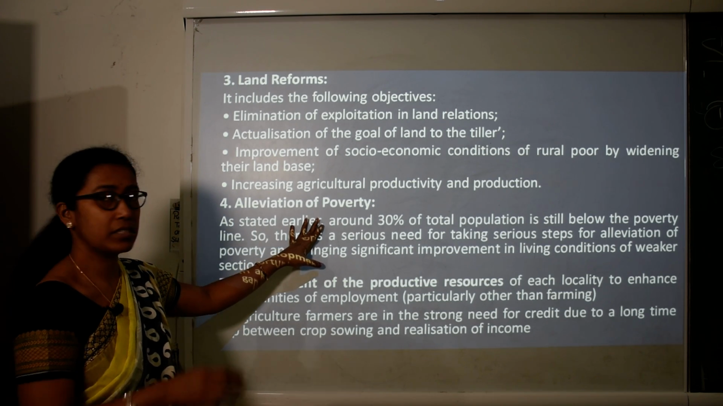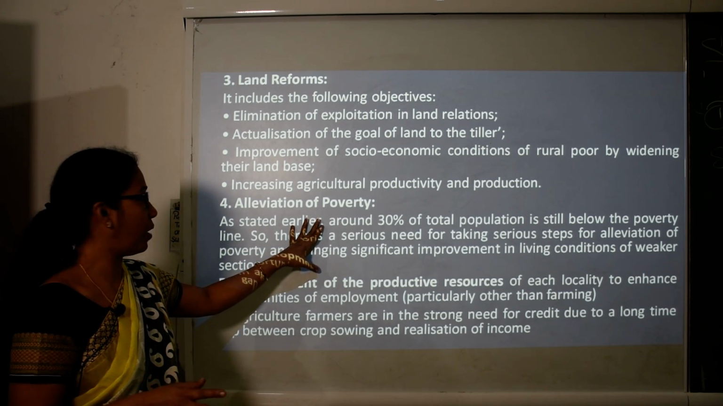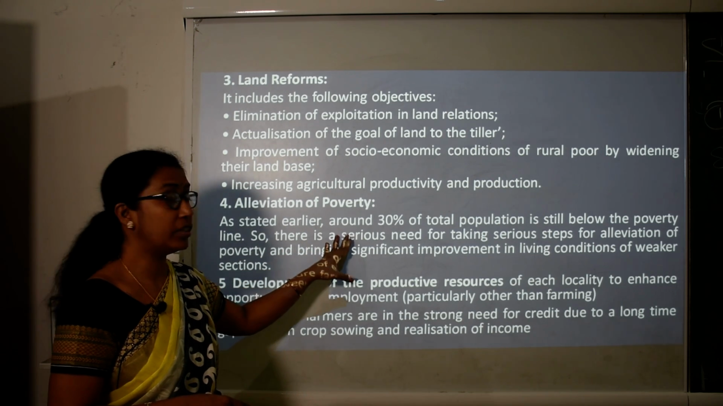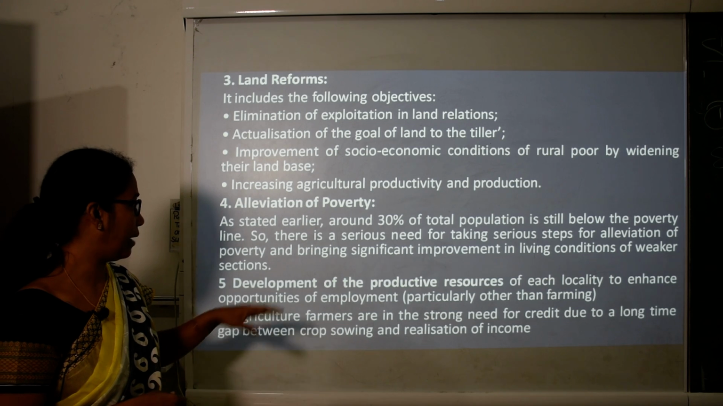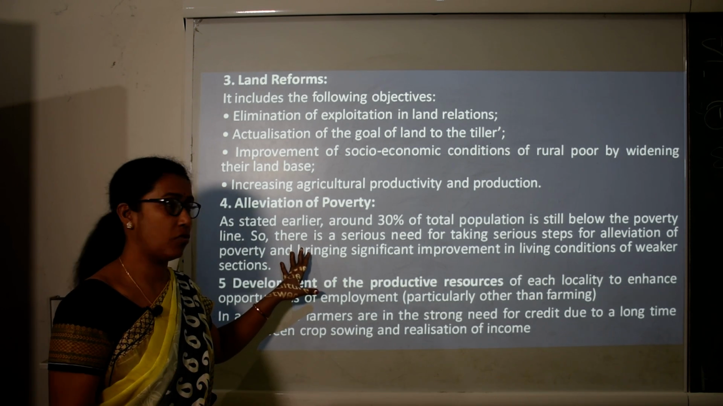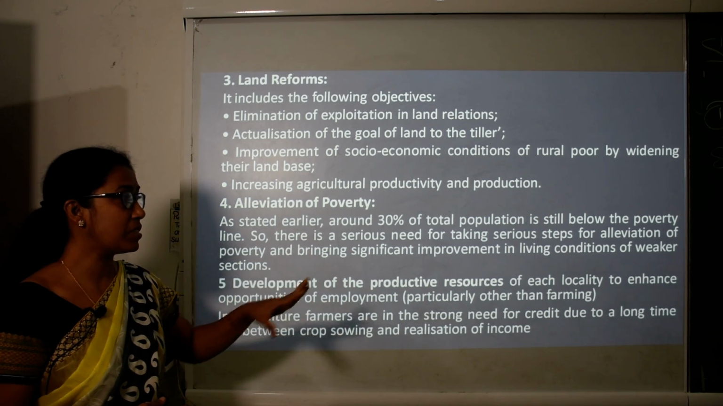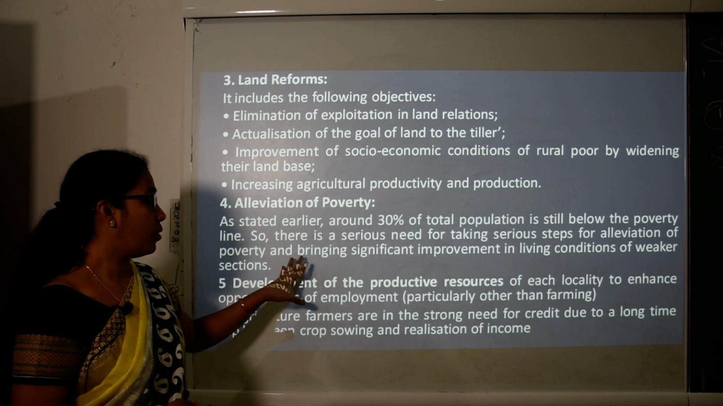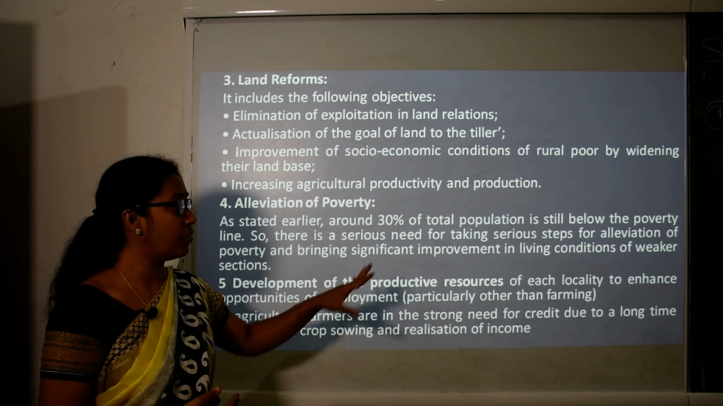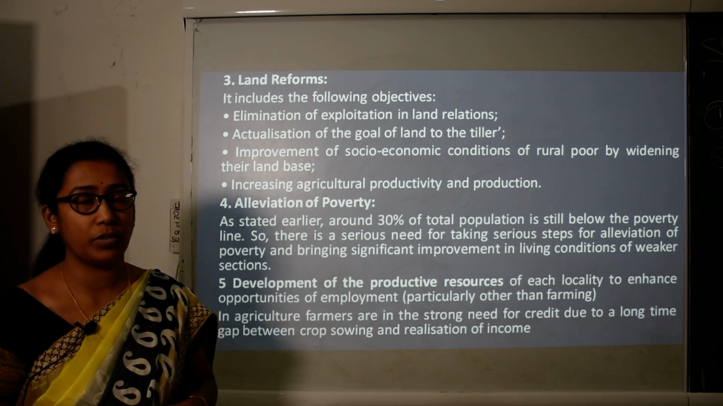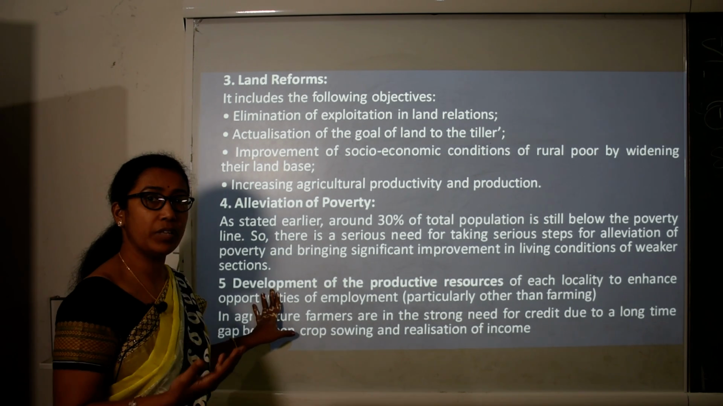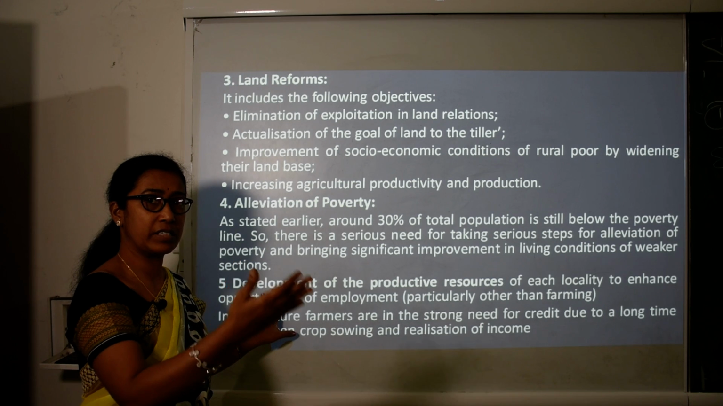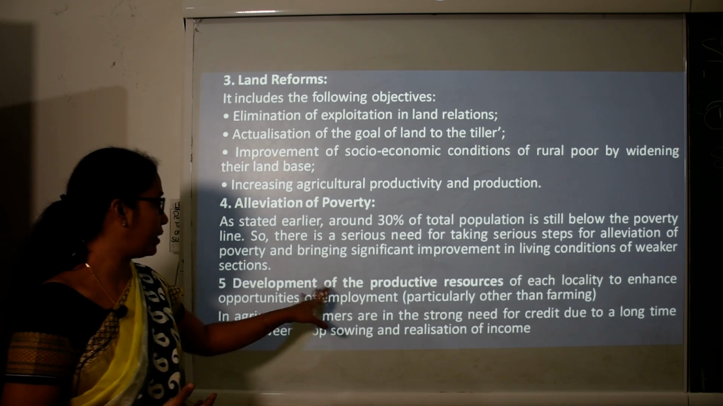Alleviation of poverty, that is eliminating the condition of poverty. As stated earlier, 30% of our total population still is below the poverty line, which is a serious threat for the economic growth of the nation. So, some serious steps can be taken to bring significant improvement in the living conditions of the people who are living in rural areas, so that we can improve their condition from a weaker section to a better section of the society.